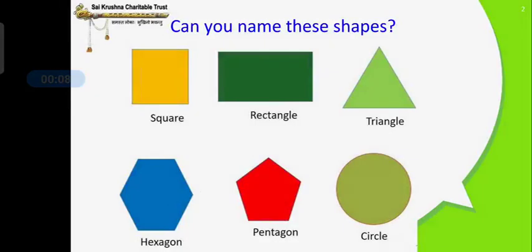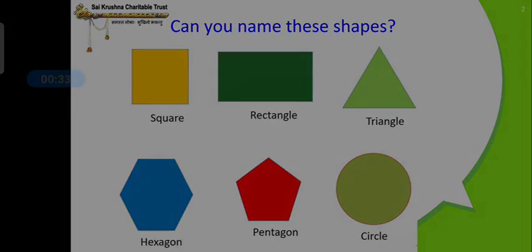So can you name these shapes? Yes, it is a square, rectangle, triangle, circle. You may not know about pentagon and hexagon, right? So pentagon has 5 sides in it and hexagon has 6 sides in it. Okay, so you will study about all these things in your next class.